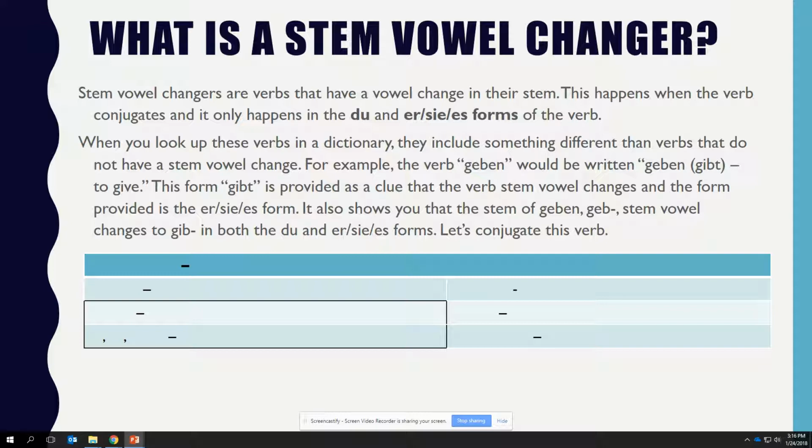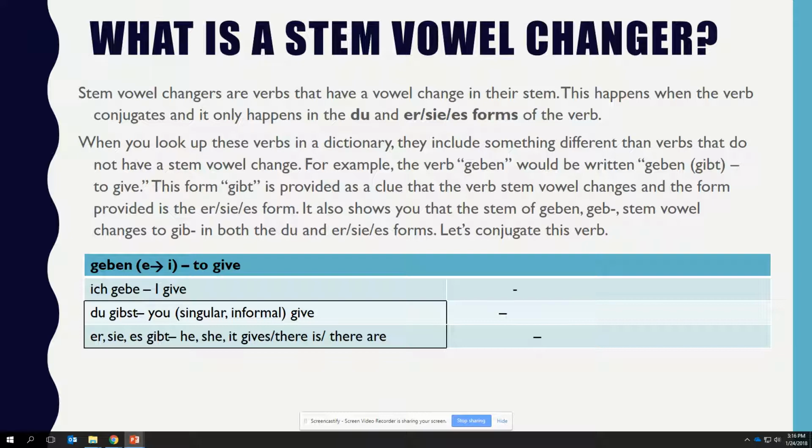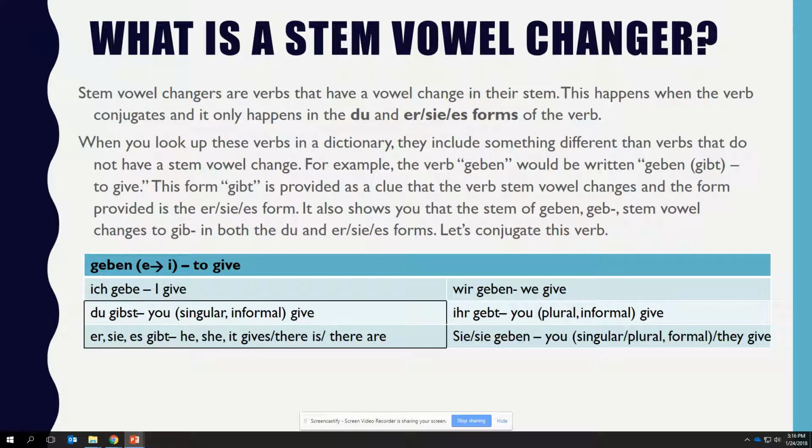Let's conjugate this verb. If you prefer to conjugate geben on your own, then pause the video now and give it a try. Otherwise, we're going to do it together. You should have ich gebe, du gibst, er/sie/es gibt, wir geben, ihr gebt, sie and Sie geben.